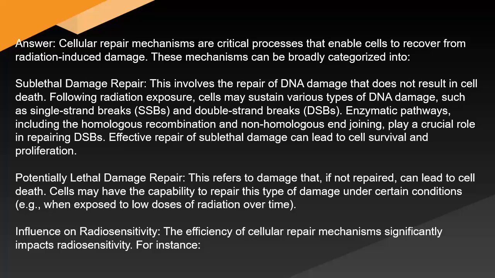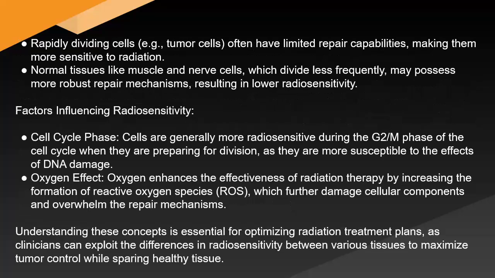Influence on radiosensitivity. The efficiency of cellular repair mechanisms significantly impacts radiosensitivity. For instance, rapidly dividing cells, e.g., tumor cells, often have limited repair capabilities, making them more sensitive to radiation. Normal tissues like muscle and nerve cells, which divide less frequently, may possess more robust repair mechanisms, resulting in lower radiosensitivity. Factors influencing radiosensitivity. Cell cycle phase. Cells are generally more radiosensitive during the G2/M phase of the cell cycle, when they are preparing for division, as they are more susceptible to the effects of DNA damage.